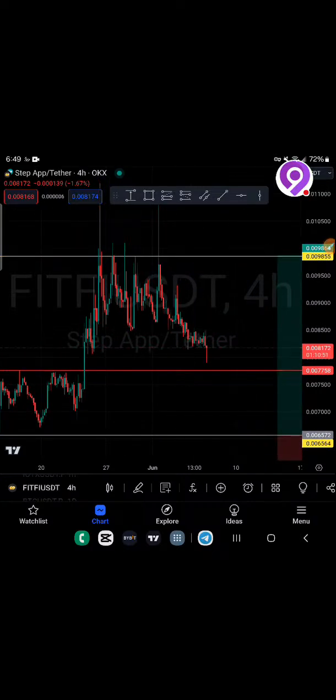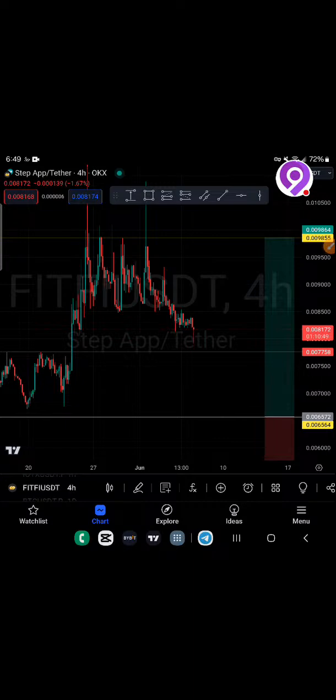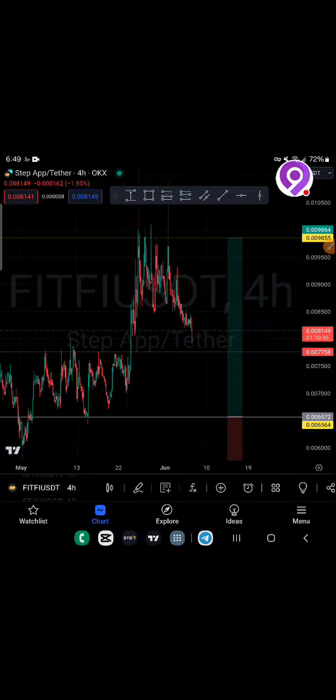But since you didn't place your entry, you want to prepare for the uptrend. The market is already descending, so wait for the ascending side. That's how you make profits. I hope this is very cool for you.